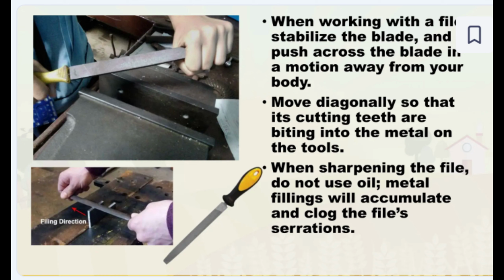When working with a file, stabilize the blade and push across the blade in a motion away from your body. Move diagonally so that its cutting teeth are biting into the metal on the tool. When sharpening the file, do not use oil. Metal filings will accumulate and clog the file's serrations.